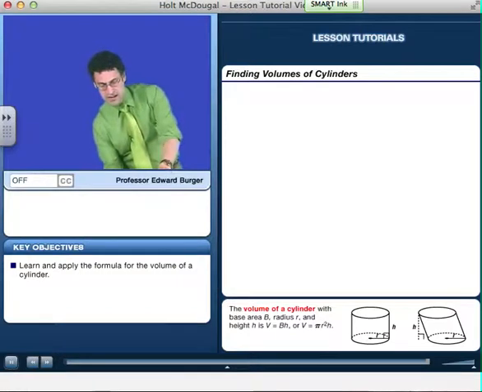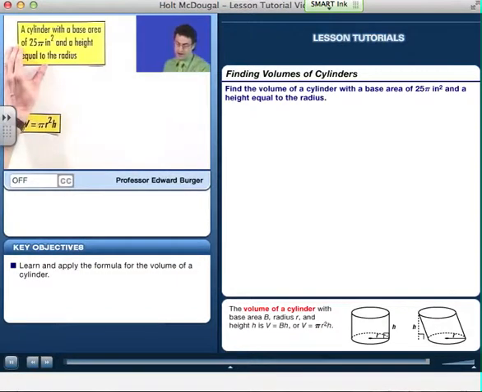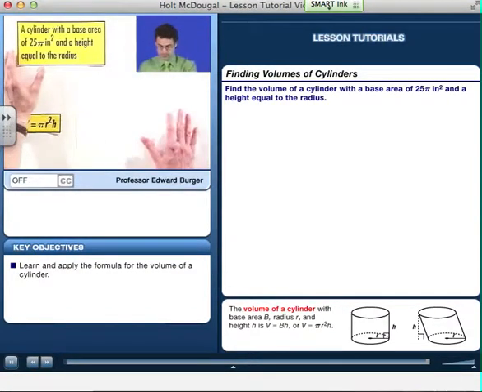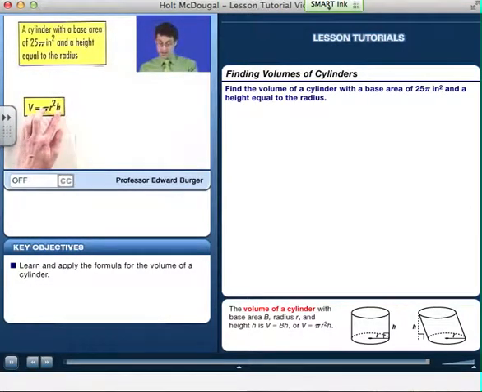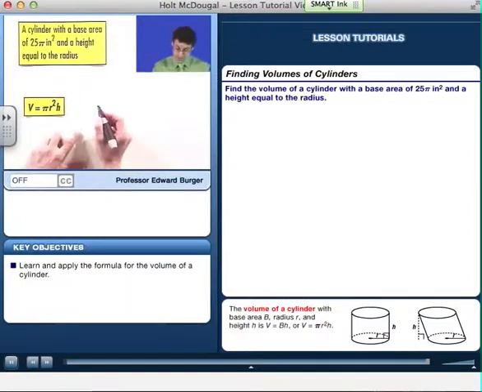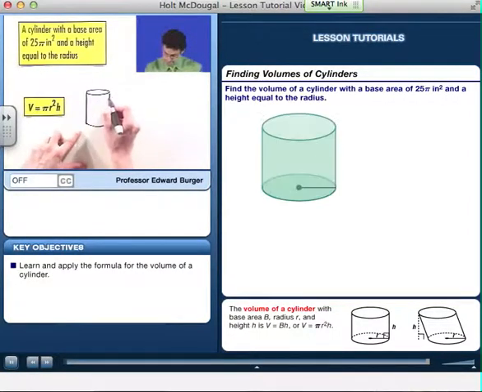All right, let's try another question, see if we can put some of these ideas together with a slightly more exotic question. We want to find the volume of a cylinder with a base area of 25 pi inches squared and a height equal to the radius. Now, there are a lot of words here, and this sounds a little complicated. The first thing I would do is draw a picture. So let's draw a cylinder. Okay, so there's my cylinder.